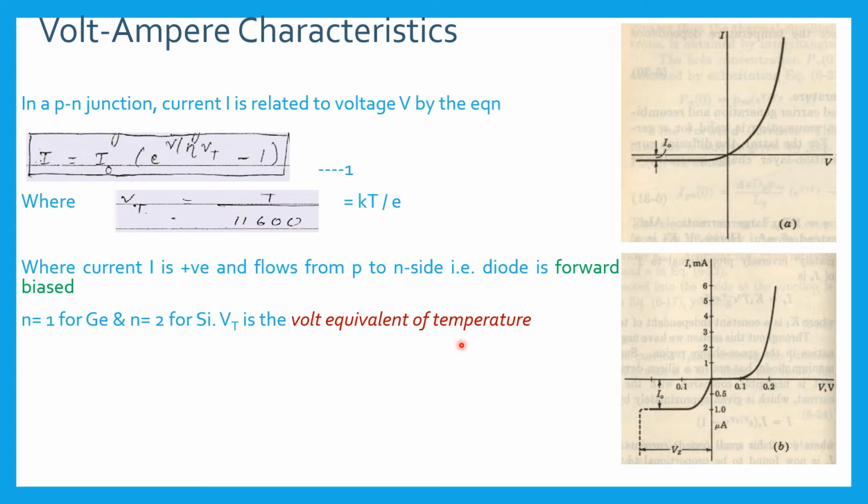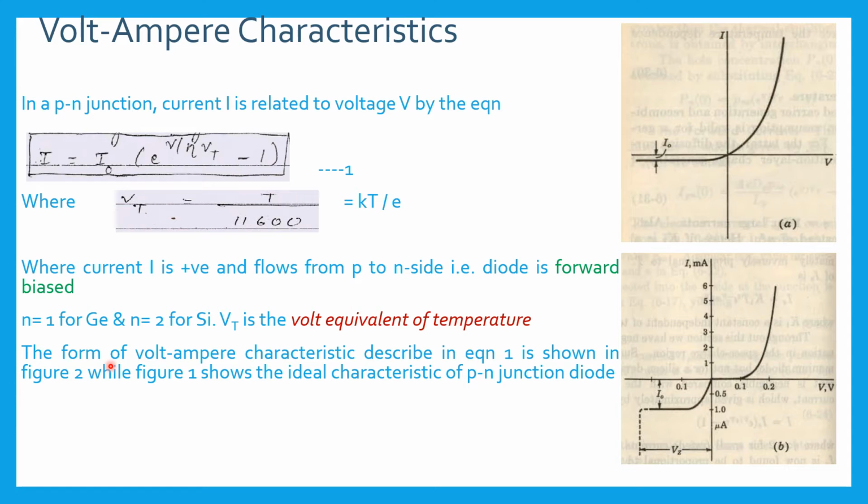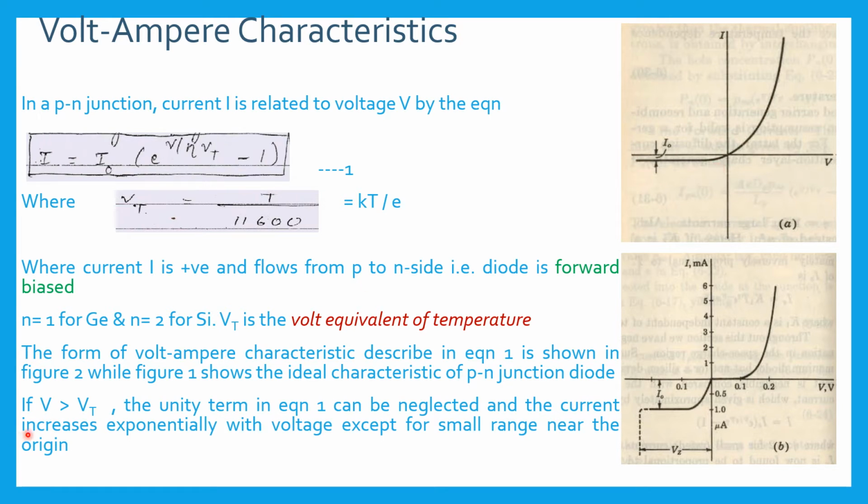equivalent of temperature. The form of volt-ampere characteristics described in equation 1 is shown in figure 2. This is figure 2, while figure 1 shows the ideal characteristic of a PN junction diode. This is figure 1. If V is greater than Vt, the unity term in equation 1 can be neglected and the current increases exponentially with voltage except for a small range near the origin.